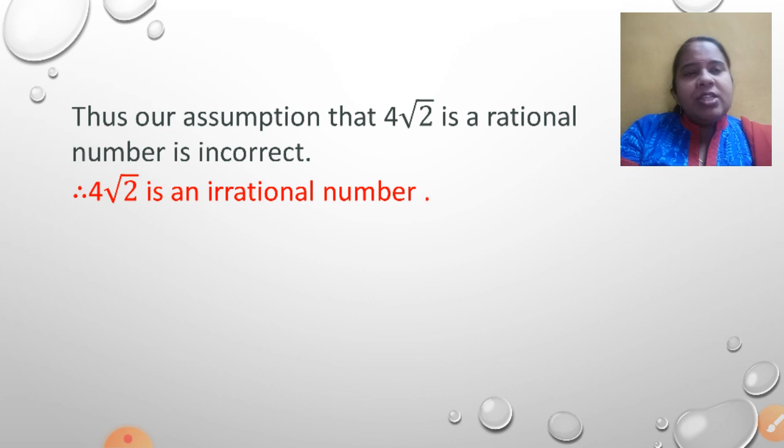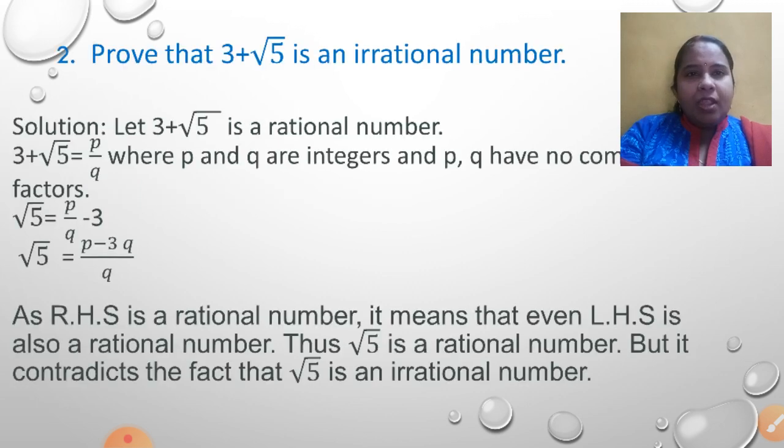Okay, so this type of sum you will understand better. One more example I am taking so that this concept is clear to you. That is the next question, question number 2. Say this now. Question number 2 is, prove that 3 plus root 5 is an irrational number. It is exactly similar to what we have done just now.